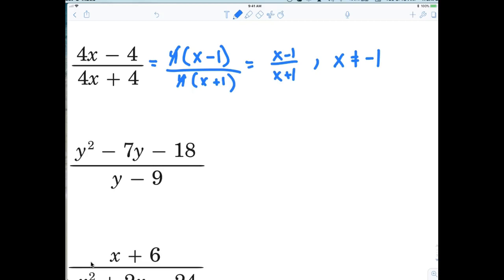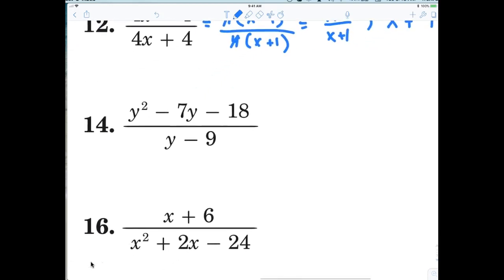4 is not a variable. It's a number. When do you do x can't equal? When it's a square. Right? When it's a square, like x squared minus 25 or x squared minus 16.